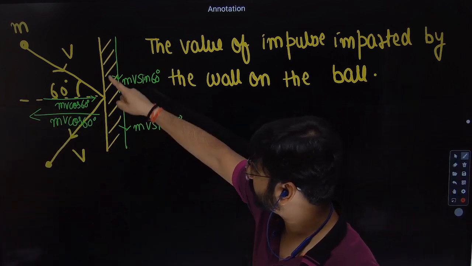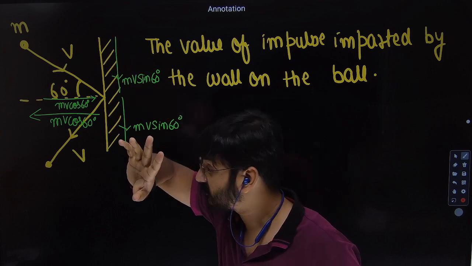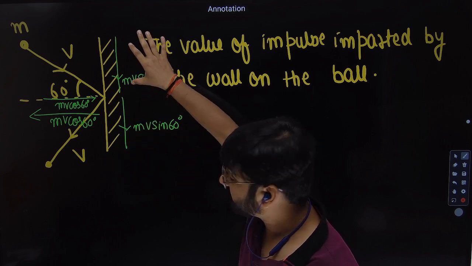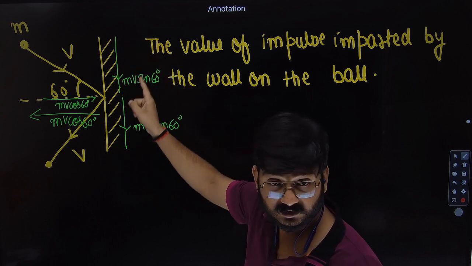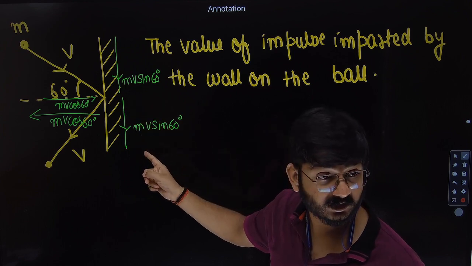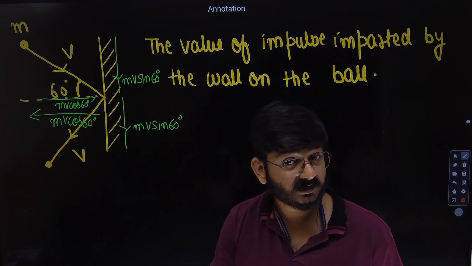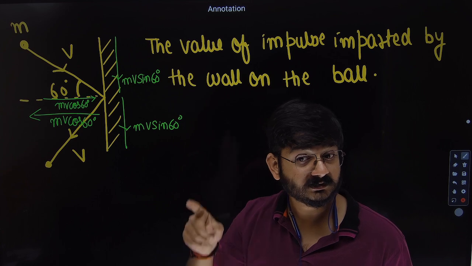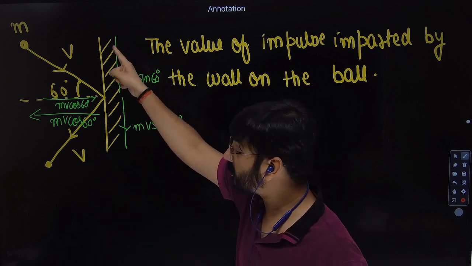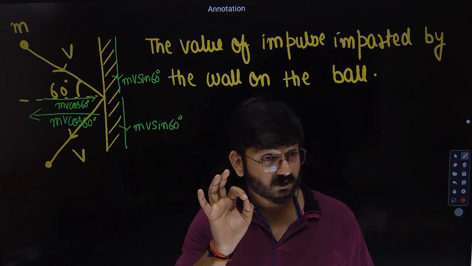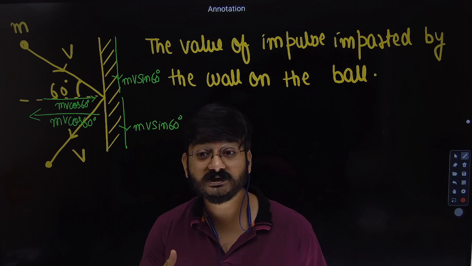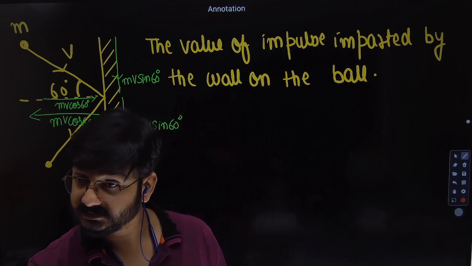Just observe in the vertical direction. All of you see here. Stop writing. See along the wall. What is the initial momentum along the wall? What is the final momentum along the wall? Is the momentum changing? So what is the impulse? 0. So impulse along the wall is 0 because my initial momentum and final momentum are same. There is no change in the momentum, so no impulse.